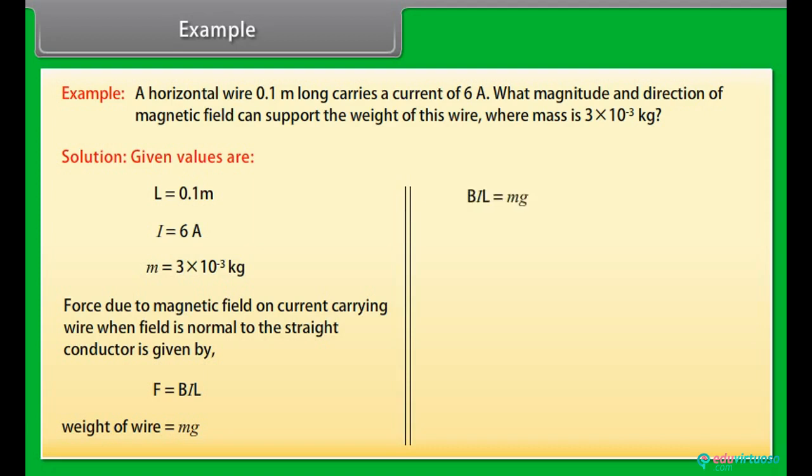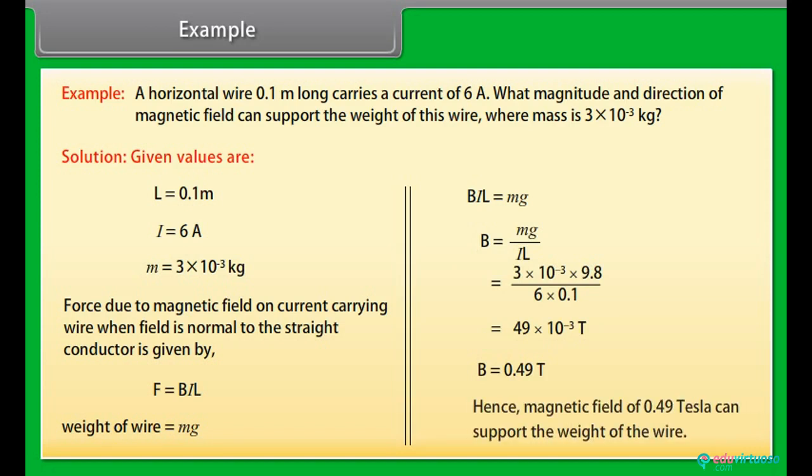BIL is equal to mg, which can be written as B is equal to mg divided by IL. By putting the values and calculating, we get the value of B is equal to 0.49 Tesla. Hence, magnetic field of 0.49 Tesla can support the weight of the wire.